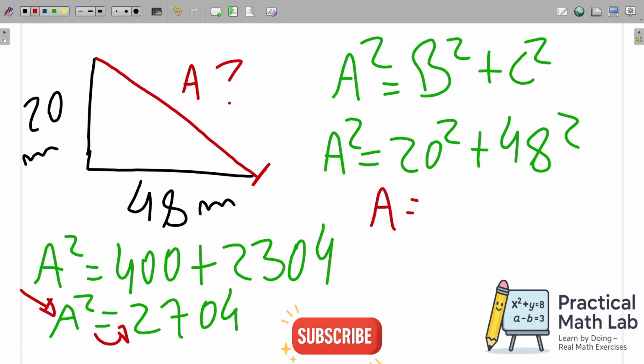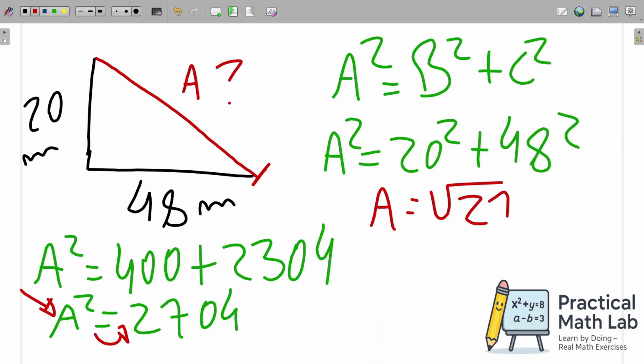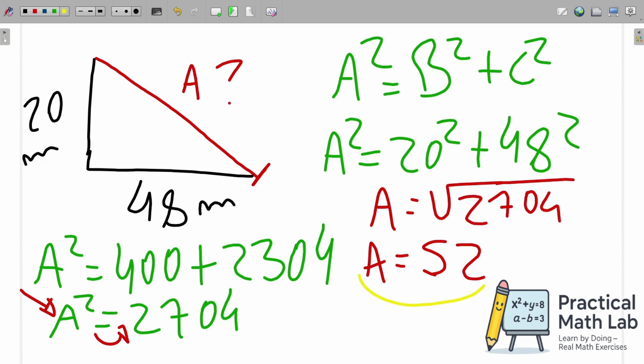square root of 2,704. A equals 52, because 52 times 52 is 2,704. That's the length of cable needed to install the zip line, 52 meters.